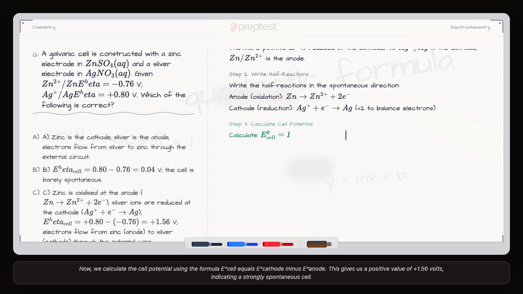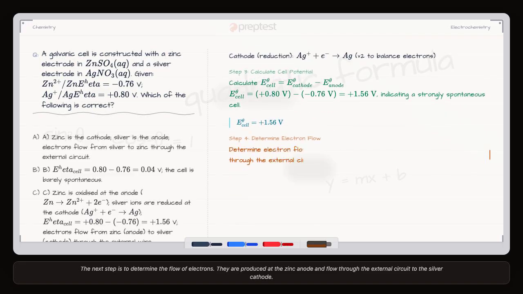Now, we calculate the cell potential using the formula E degree cell equals E degree cathode minus E degree anode. This gives us a positive value of plus 1.56 volts, indicating a strongly spontaneous cell.